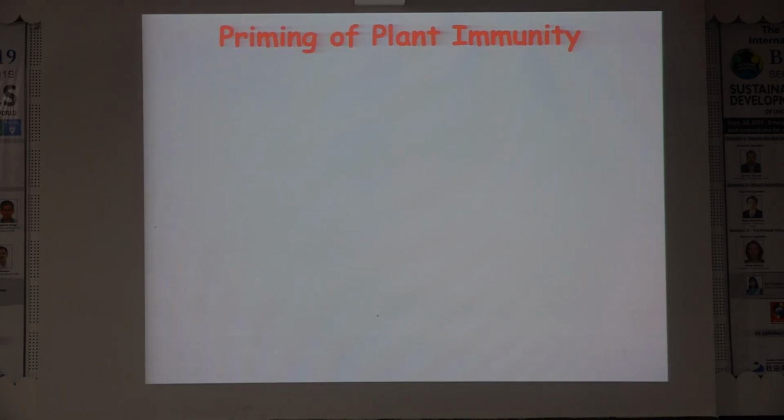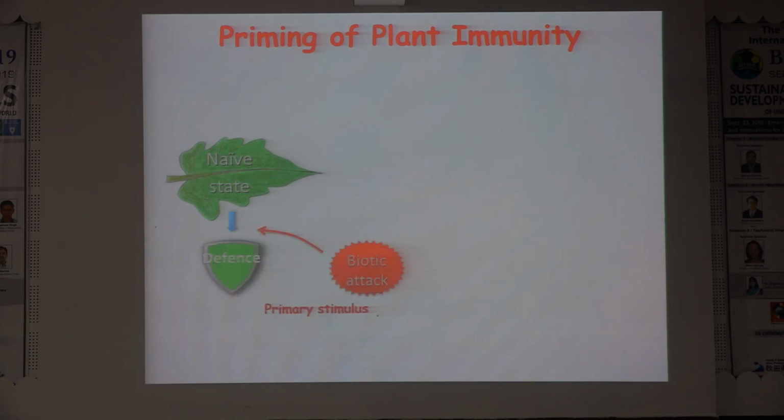So try to focus on this slide. It's a very important slide, and the whole talk is based on it. There is a word called priming. This is the native state of the plant. Everybody knows that if this is challenged, there is activation of resistance, and that is called induced defense.